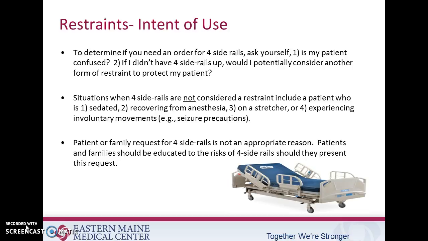So that's why the Joint Commission has put a lot of emphasis on side rails as a restraint. The other question I would ask is, if I didn't have that 4th side rail up, would I be considering another form of restraint to protect my patient? If the answer is yes to either one of those questions, chances are it would be considered a restraint and you need to get an order for it. And truly, that's really not the best option to utilize as a restraint anyway, for the reasons we just discussed.